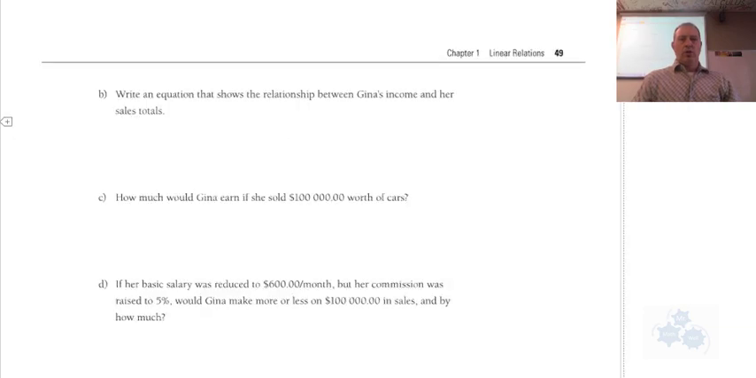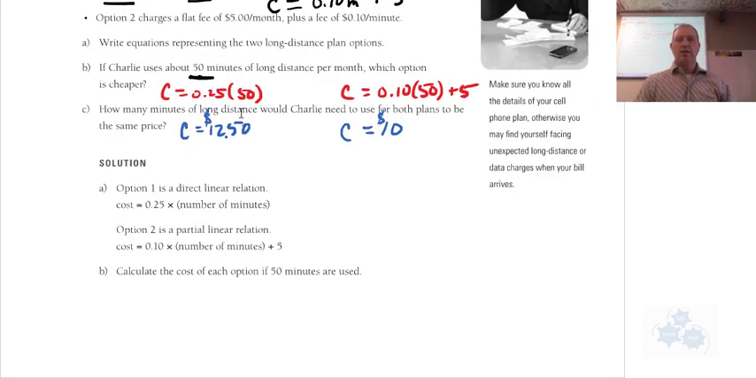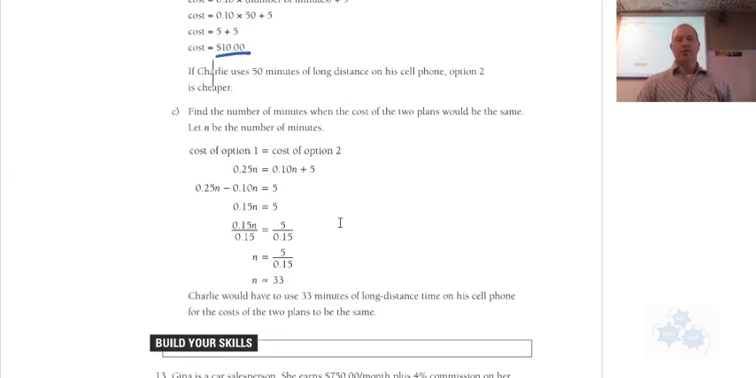Okay, so the final question that's asked here is, how many minutes of long distance would Charlie need to use for both plans to be the same price? Now, two ways you could do this. You could let the two equations equal each other and find out where they cost the same. Or, and this is what I was mentioning about the graphs, watch this guys.